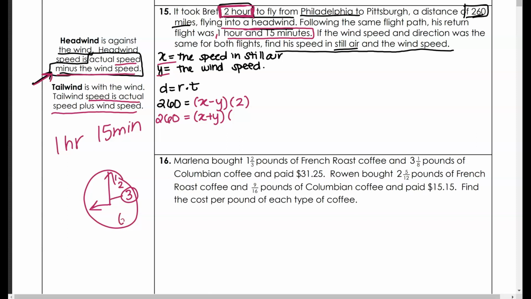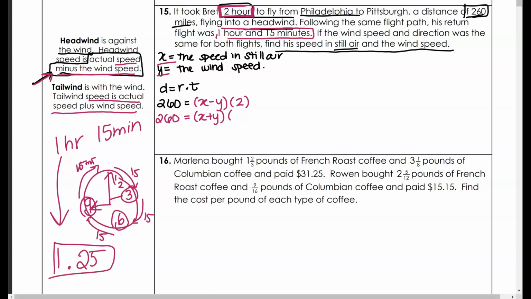Well, we go from 3 to 6 to 9. So 15 minutes, 15 minutes, 15 minutes, and then 9 to 12 is another 15 minutes. So we end up with 15 times 4 to go all the way around. So that means that 1 hour and 15 minutes is the same thing as saying 1.25, because we're saying 1 hour and 1/4 of an hour. So that's what this is going to end up being. This is going to be 1.25.